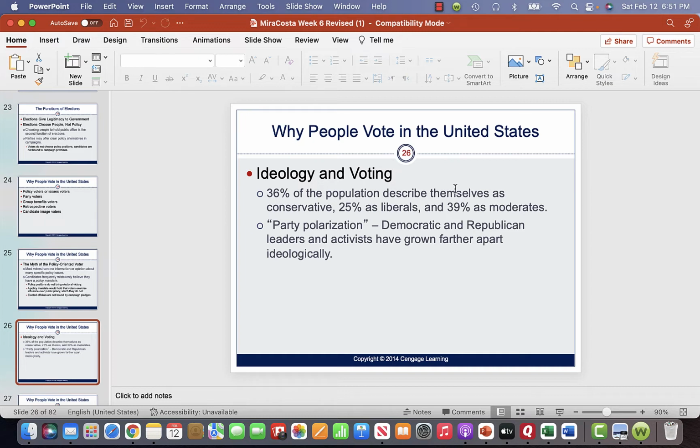So I want you to remember these numbers. 36% of candidates describe themselves as conservative, 25% describe themselves as liberal, and 39% describe themselves as moderates. And as we're going to see in a couple of slides, the moderate group is probably the most important group here in the United States.